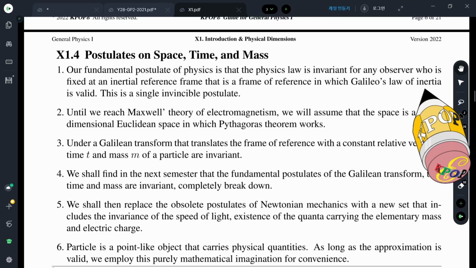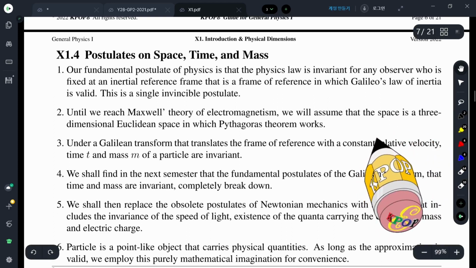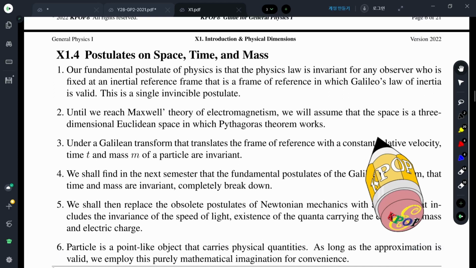Observer means somebody who is watching, measuring the experimental fact. The reference frame was first introduced by Galileo. The postulate of Galileo is that time is flowing at a uniform rate. The 1 second today and 1 second tomorrow are the same. This is a basic assumption. If it is not the case, we cannot compare any two measurements.